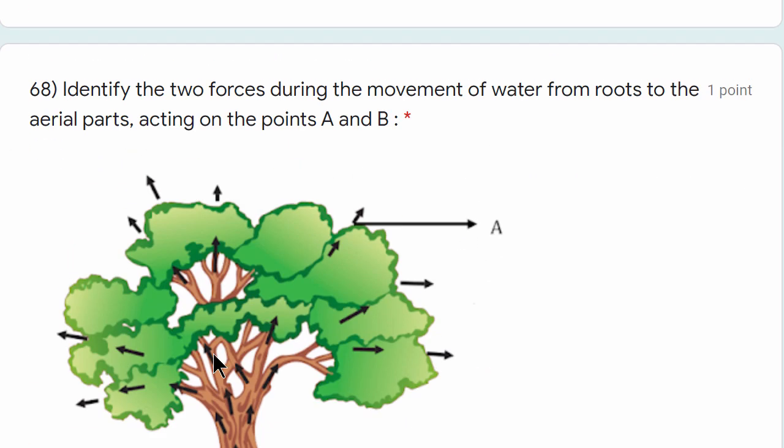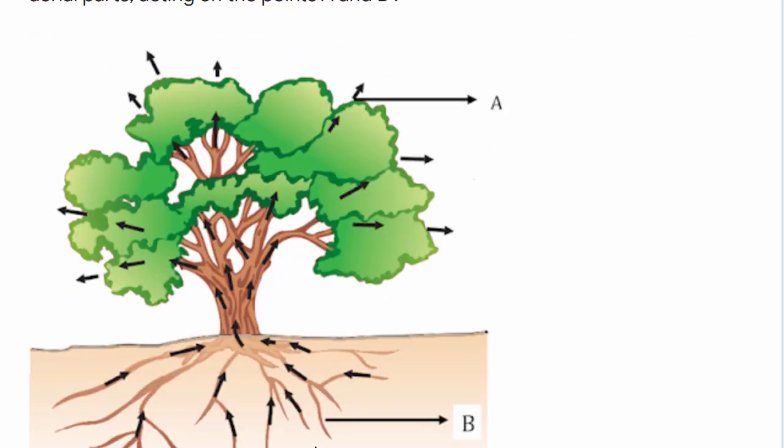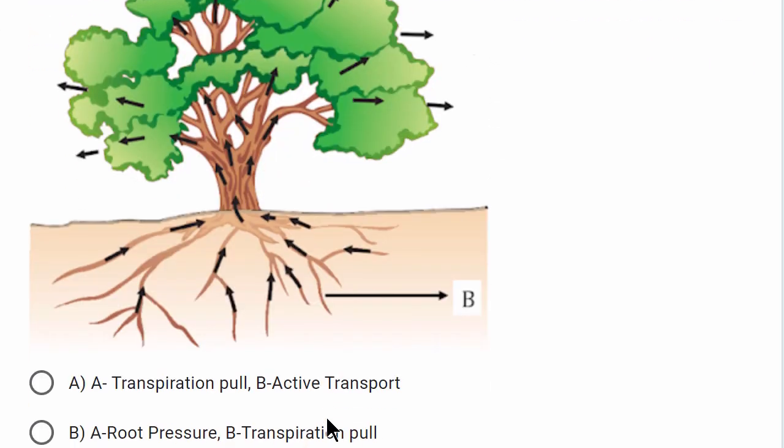Now, 69th question is also a bit tricky question, especially the way the answers are given. Identify the two forces during the movement of water from roots to the aerial parts acting on A and B. ಏನು ಕೇಳಿದ್ದಾರೆ ಅಂದರೆ ಇಲ್ಲಿ ಟ್ರಾನ್ಸ್ಪಿರೇಷನ್ ಆದಾಗ ಏನು ಫೋರ್ಸ್ ಇರುತ್ತೆ ಮತ್ತು ಇಲ್ಲಿ ರೂಟಲ್ಲಿ ಏನು ಫೋರ್ಸ್ ಇರುತ್ತೆ ಅಂತ ಕೇಳಿದ್ದಾರೆ.